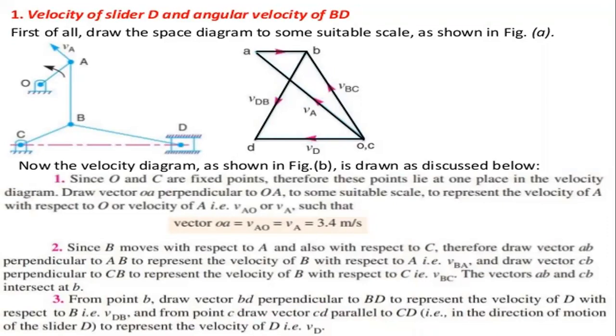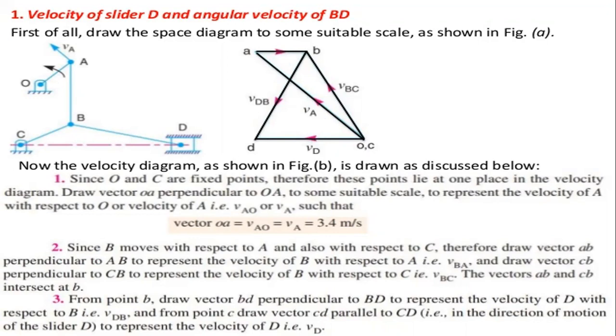Now the velocity diagram is shown in the second picture. We need to draw the velocity diagram. First, since O and C are fixed points, as you can see in the space diagram, they lie at one point only in the velocity diagram. So I'm taking it as o, c.